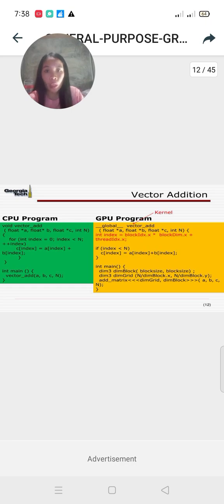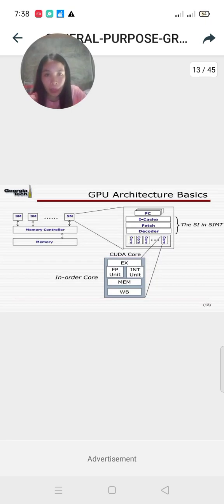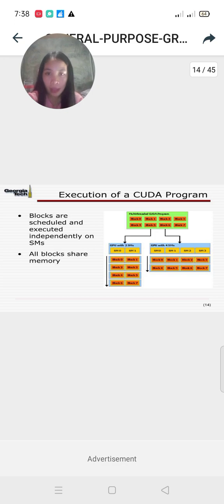Executing a block of threads. The execution unit is a warp, a group of threads, 32 for NVIDIA GPUs. Blocks are partitioned into warps with consecutive thread IDs. So this is block 128 on an SM. Executing a block of threads.